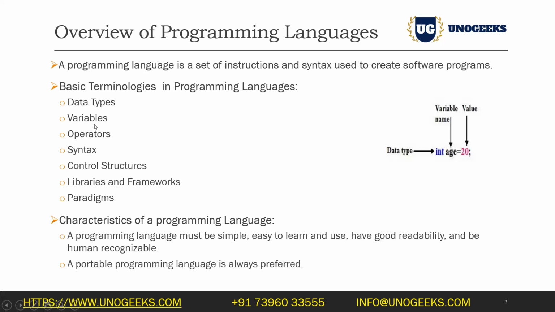And what are operators? In this example, the operator is the equal to sign. An operator is something which will work on one or more operands. Who are operands in this case? The operand is age, and the operator is equal to. And syntax is the specific rules and structure used to write code in a program.